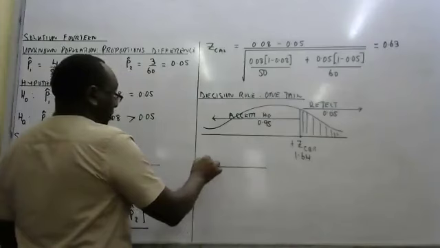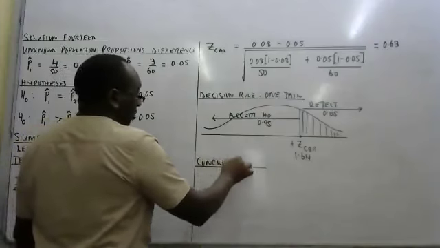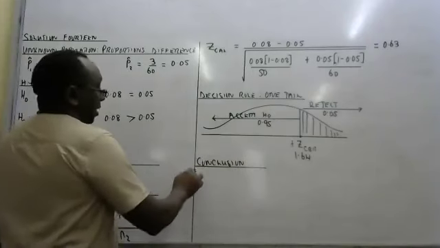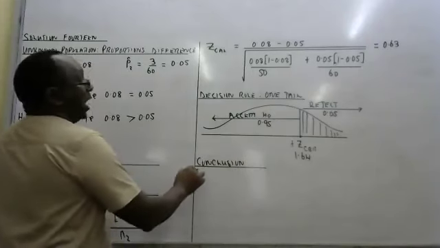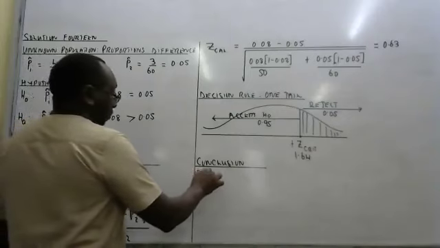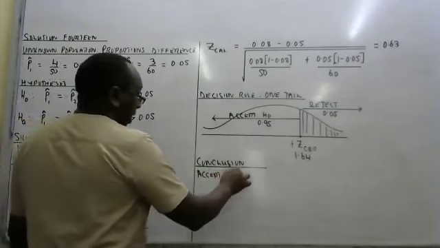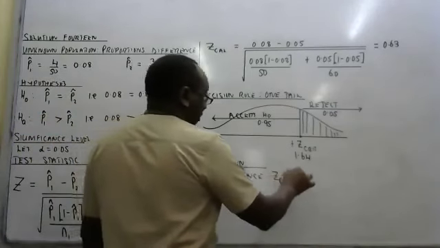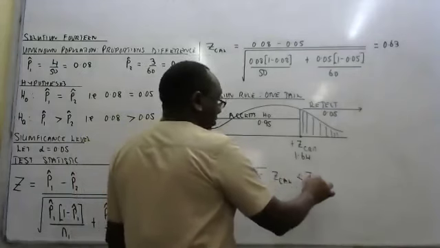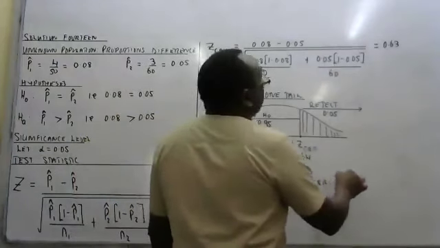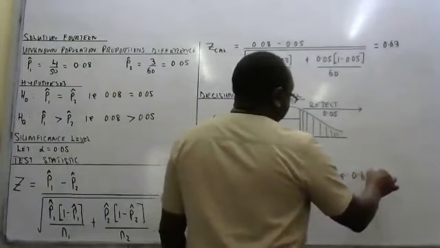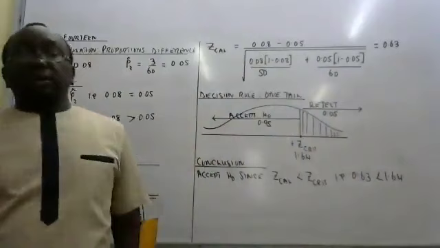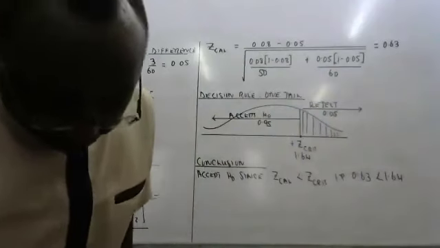So with that, we make the conclusion, and the conclusion is we will accept the null, since Z calculated is less than Z critical. That is 0.63 is less than 1.64.